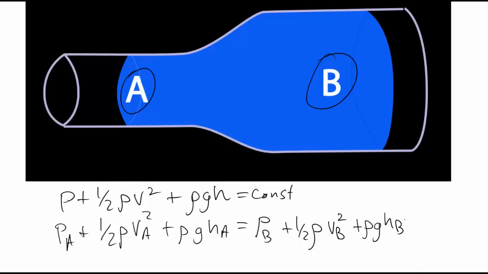And note that the height at B and the height at A are about the same, so we can just cross those off. And we already figured out that the velocity at A is going to be bigger than the velocity at B because the radius is smaller at A. So since this is big and this is going to be smaller than that, for the two sides to be equal, we know that the pressure at B has to be bigger than the pressure at A.